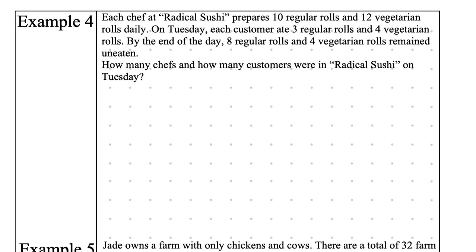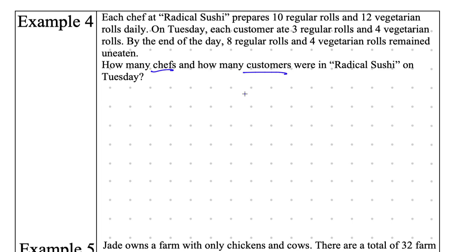So, luckily, every single problem that I'm going to be giving you on Khan Academy has defined your variables. You don't need to wonder whether your variables are regular rolls, vegetarian rolls, chefs, customers, or leftovers. It has defined it for you. It says your variables are going to be chefs and customers, because those are the things that you're solving for. So we need to create a variable for chefs and customers.